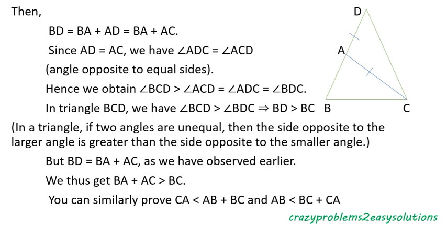So, using the previous proposition, in a triangle if two angles are unequal, then the side opposite to the larger angle is greater than the side opposite to the smaller angle. But BD equals BA plus AC, as we observed earlier, so BA plus AC is greater than BC. We can similarly prove that CA is less than AB plus BC and AB is less than BC plus CA. You can take any two sides and add them, and the third side is less than that sum. Any side you can consider.